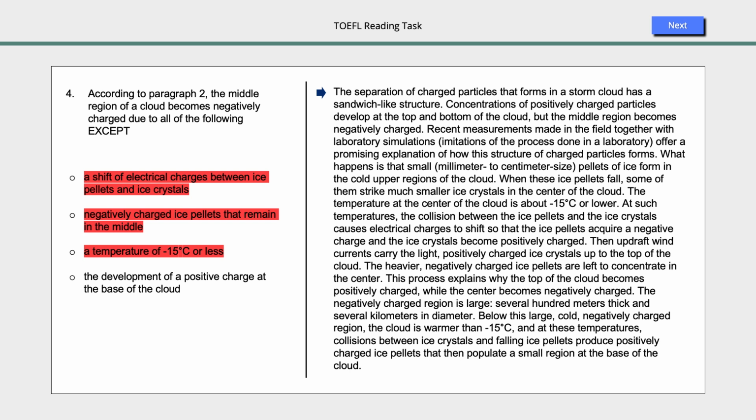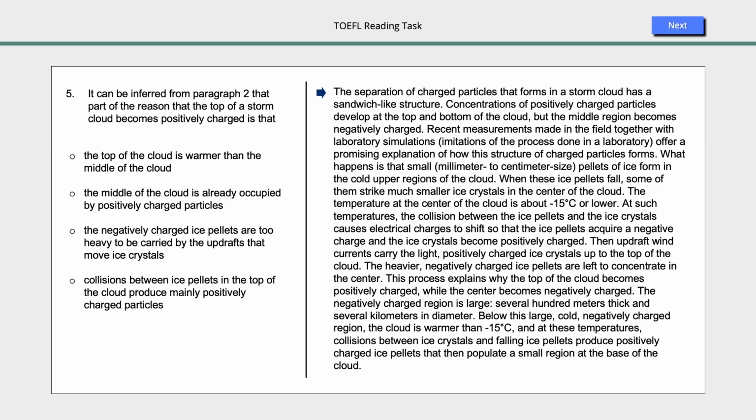And the final option says, the development of a positive charge at the base of the cloud. While it's true that the base of the cloud has a positive charge, this is not a reason for the middle of the cloud becoming negatively charged. So this is the answer.